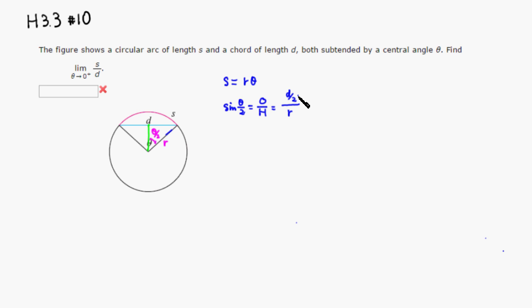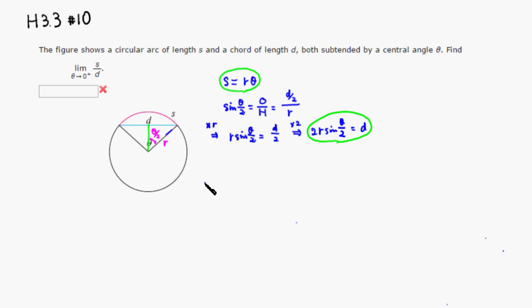Then if you're looking for d, we can just solve for d. I'm going to multiply both sides by r, so you get r sine of theta over 2 is equal to d over 2. Then we can multiply both sides by 2 to get 2r sine of theta over 2 is equal to d, because the 2 cancels out. So we have s in terms of theta and also d in terms of theta. Let's put that in.